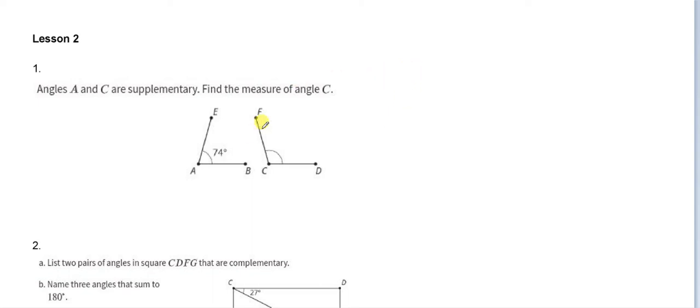Alright, the measure of these angles here, A and C, are supplementary, which means that they equal 180 degrees when you add them together. So if 74 plus the measure of angle C equals 180, then we would just need to subtract 74 from 180 to find the measure of angle C. So 180 minus 74 will give us 106, and that's the measure of this right here. Pretty easy stuff on the first one.